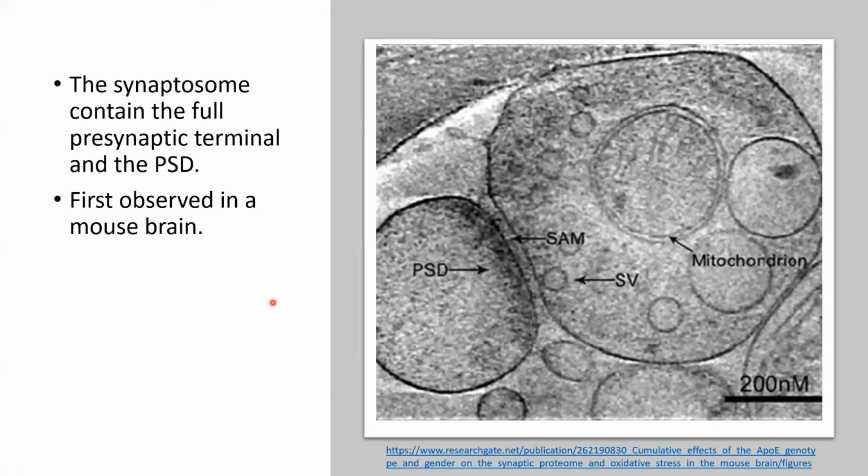As we can see here in the figure, the substructural image of a synaptosome. The synaptosome actually contains the full presynaptic terminal with all its components, as you can see here in the figure, like the mitochondrion and some synaptic vesicles. In addition to the postsynaptic density with its membrane, with some synaptic adhesion molecules between these two. And as a fact, the first observed and studied synaptosome was in a mouse brain.